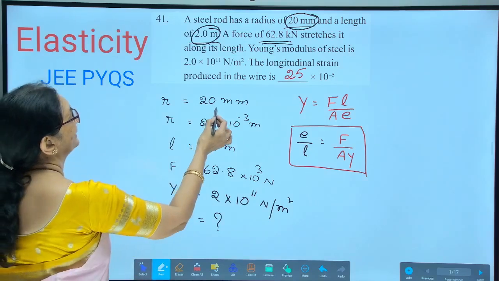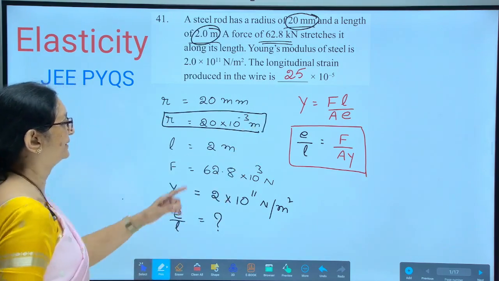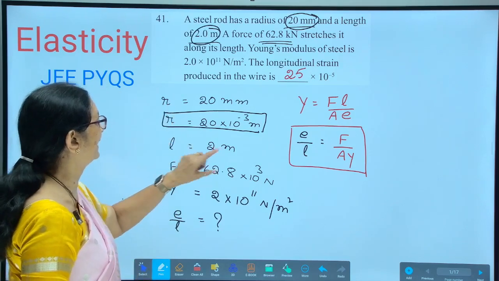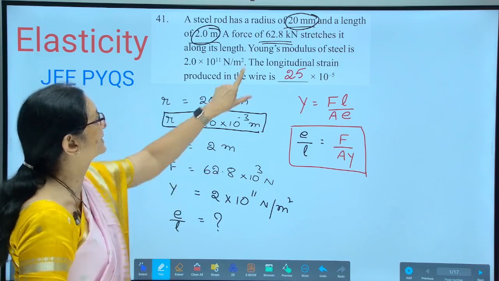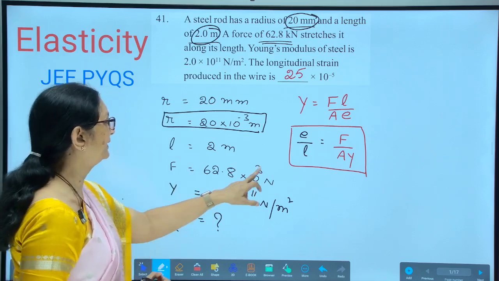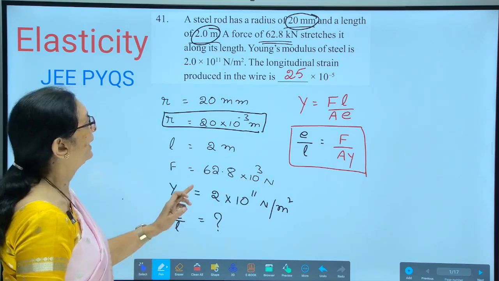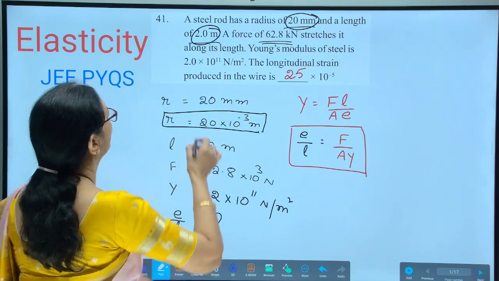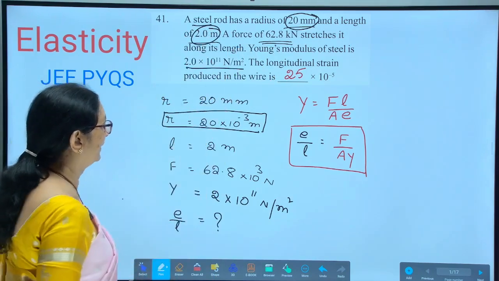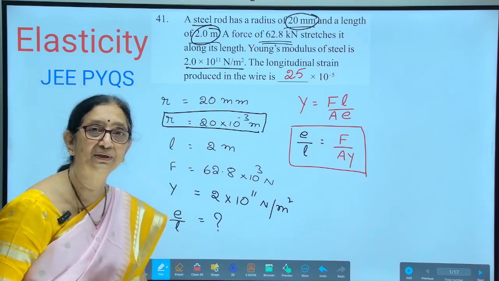So, radius is given as 20 millimeters. It has to be converted into meters, 20 into 10 power minus 3 meters. Length of the wire is given as 2 meters. A stretching force of 62.8 kilonewton. Kilo is 10 to the power of 3, so 62.8 into 10 power 3 Newton is applied. Young's modulus of the material of the wire, steel, is given as 2 into 10 to the power of 11 Newton per meter square. What is the longitudinal strain?